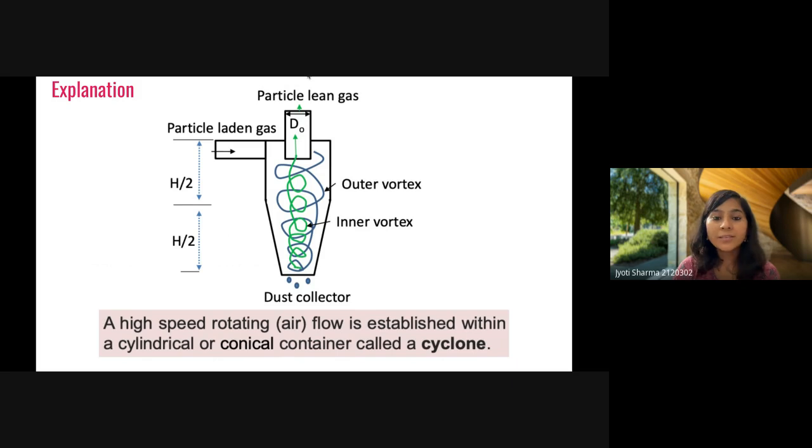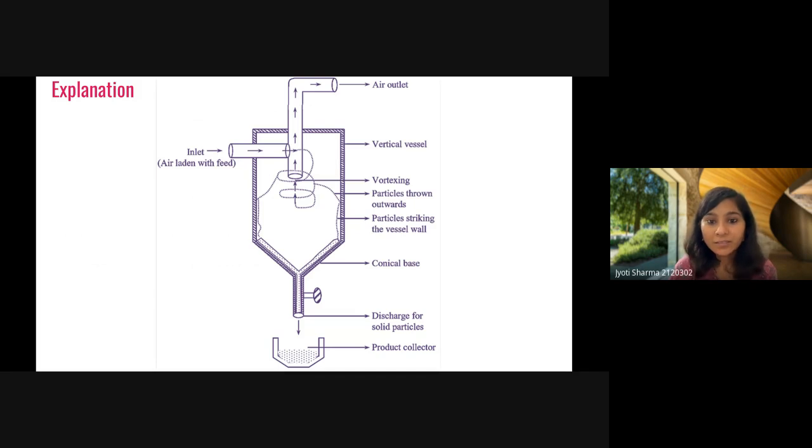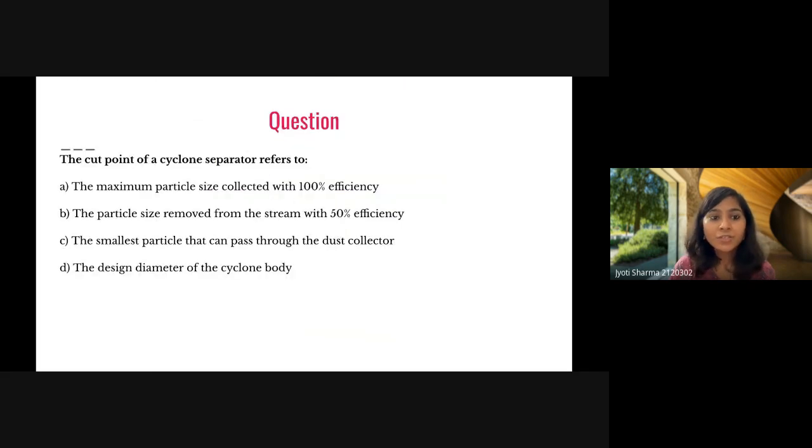So here you can see the gas will come in from your left-hand side, then it will have the outer vortex, then after depositing the dust it will have the inner vortex, and from that inner vortex this gas will leave, right? This is again the same representation.